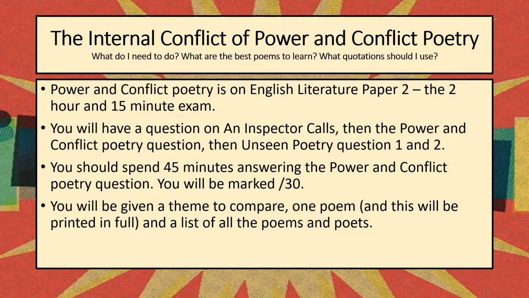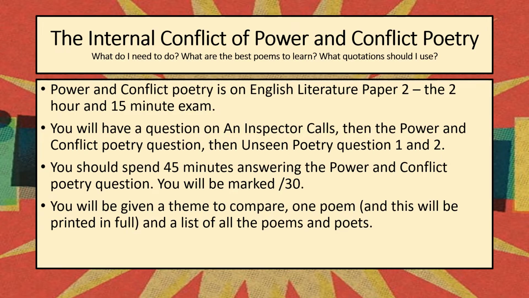You're planning for 5 minutes, writing for 40 on An Inspector Calls, planning for 5, writing for 40 on power and conflict. And you can't afford to spend any longer than that 45 minutes, because if you do, it will have a knock-on effect on everything else. Unseen poetry questions 1 and 2 between them are worth more than some of the other sections there. So you need to make sure you're spending time on every set component of the paper to give yourself the best chance of doing well.